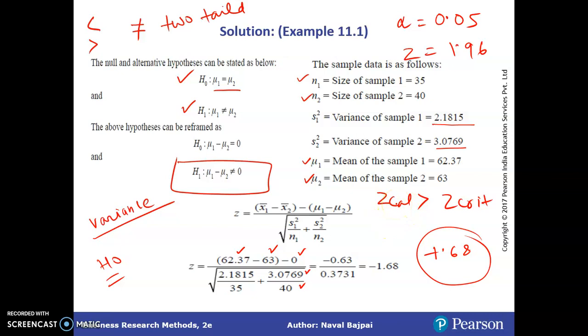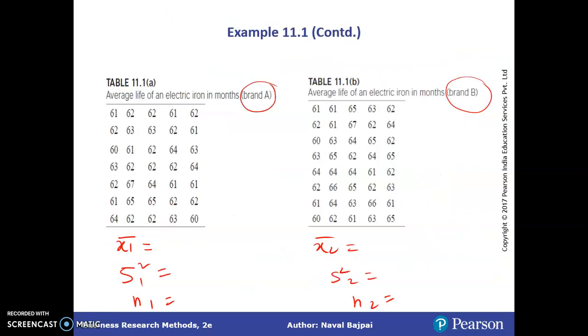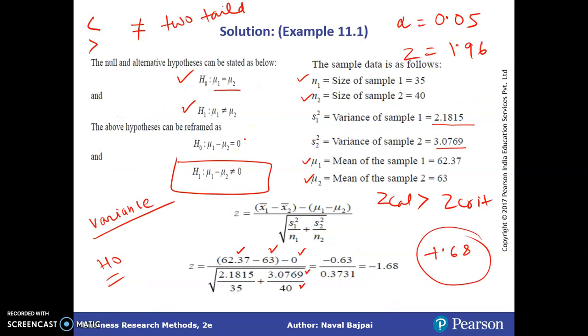And what will be the conclusion of our test? That these two brands are not different, they're just equal. They're from the same population. Okay, so this is how we do it and how we make a conclusion based on the Z value. In the next lecture, I'll talk about the two sample t-test.